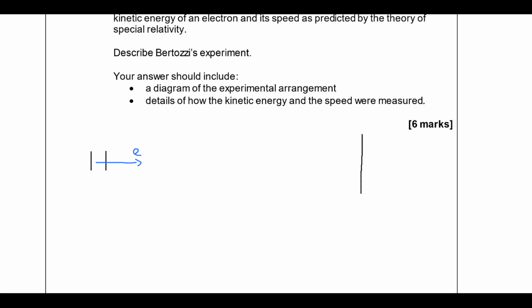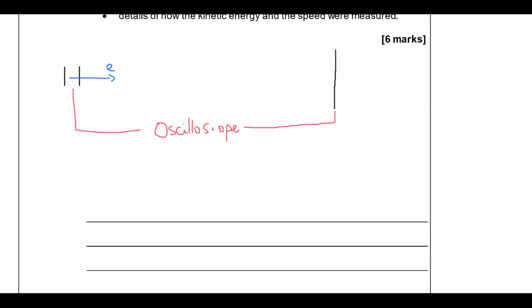And between the two, what we need to do is connect an oscilloscope, because that's what's going to allow us to see when the electrons leave and when they arrive, because we're going to get pulses. So in terms of how this is actually going to work, let's start explaining that now.